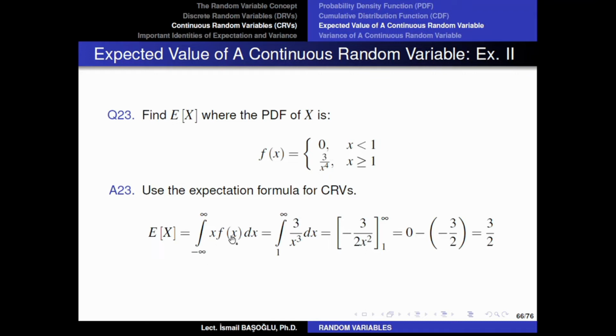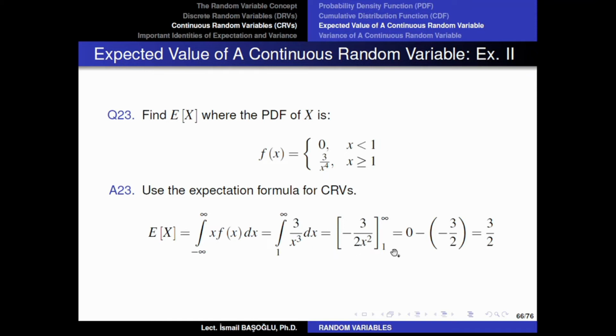Remember, the formulation is x times f(x). And if you multiply x with 3 over x to the power 4, you get 3 over x to the power 3. So x's will cancel out. And if you integrate this function from 1 to infinity, the result is going to be minus 3 over 2 x squared.